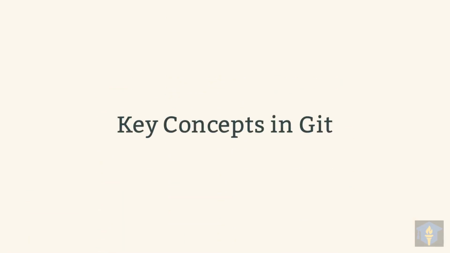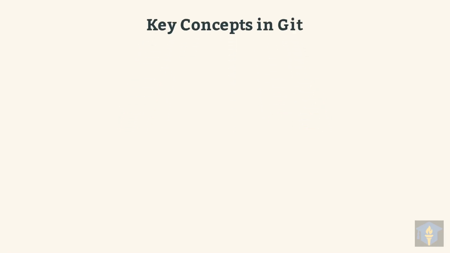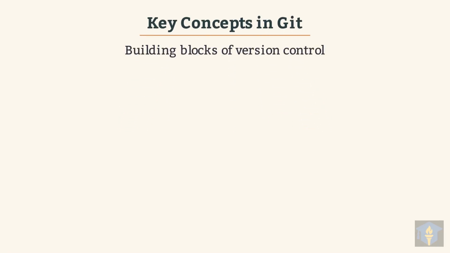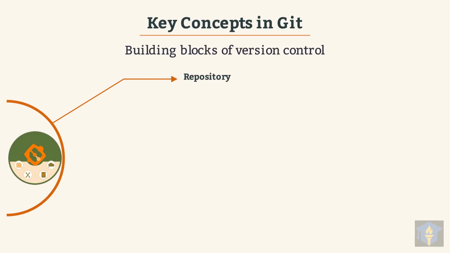Let's delve into the key concepts that form the building blocks of Git and version control. Understanding these foundational terms is crucial for effectively managing your code's history. First, a repository is your project's storage location, containing all code and its complete history. This repository can be either local on your machine or remote, shared with others online.